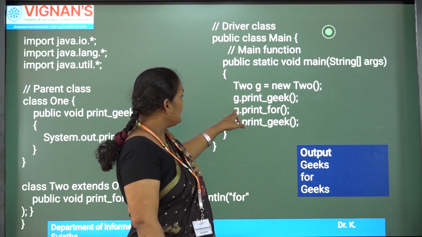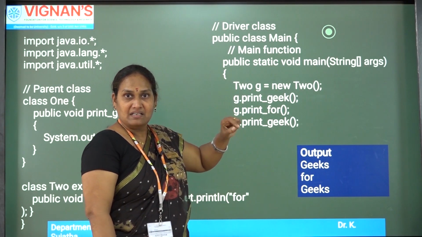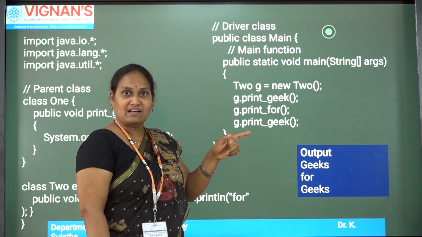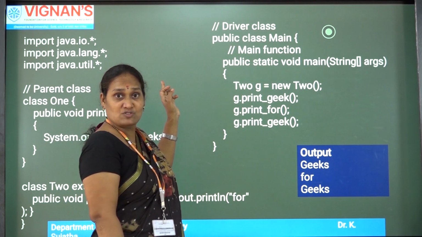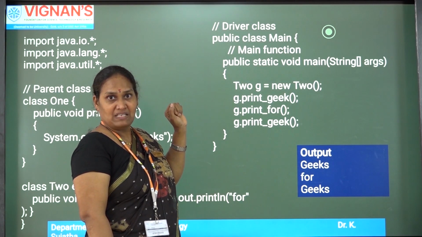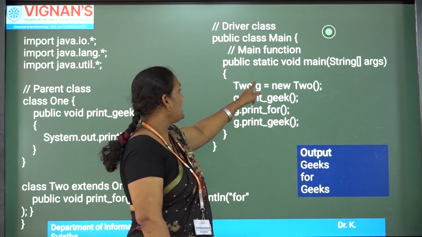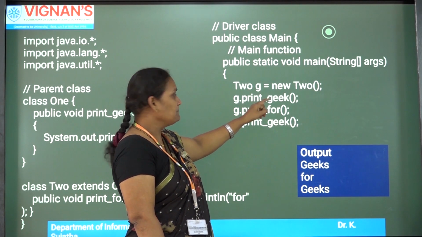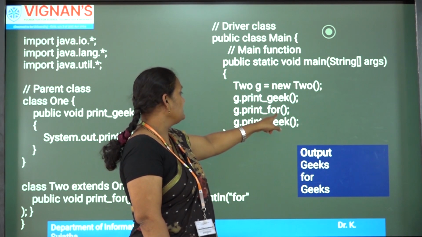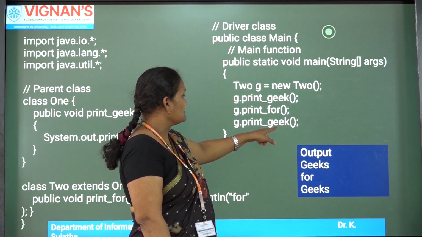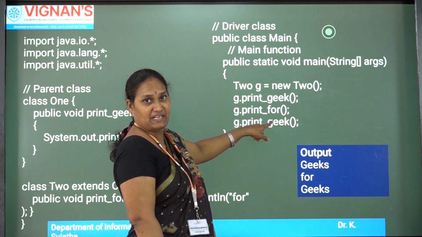Now with the child class object I am going to access the methods which are present in the superclass as well as the subclass. The method which is present in my superclass is printGeek. The method which is present in my subclass is printFor. Now by using the same object g, I am going to access the printGeek method as well as the printFor method. Again, a second time I access the printGeek method.